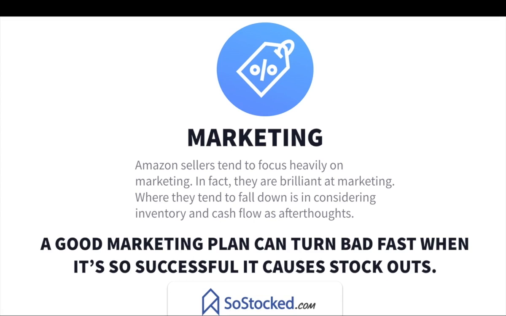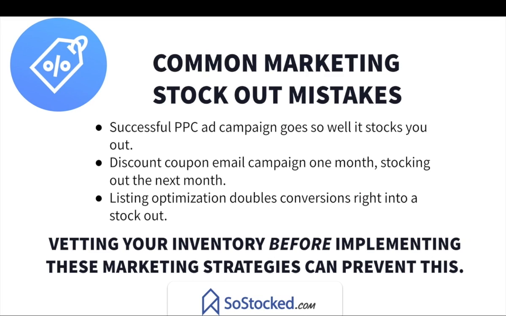So I like to say that a good marketing plan can turn bad fast when it is so successful that it causes you to stock out. Common marketing stock out mistakes are things like you have a successful PPC ad campaign that goes so well that it stocks you out. Discount coupon email campaigns that you send out one month and then you start stocking out the next month. That is especially costly because you just gave product away for, say, a 20% coupon discount when you could have sold it at full price, stayed in stock, and kept your ranking. That's why putting marketing tools into your inventory planning is extremely important.